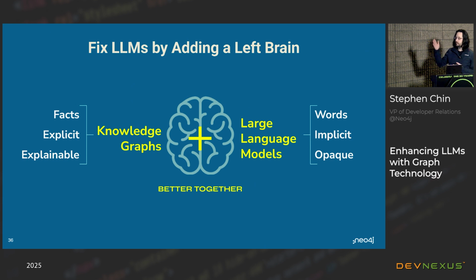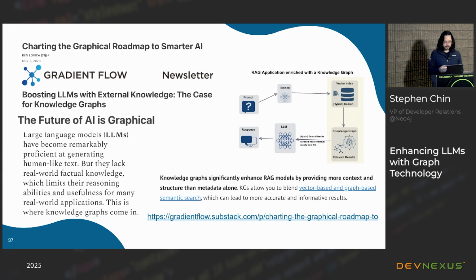For those of you who haven't been exposed to knowledge graphs, I'm going to talk a bit about what they are and how they work. Now, this isn't a new idea to combine knowledge graphs together with LLMs. This is one of the early articles by Ben Lorica, who's very well known in the AI community. He's actually running an upcoming AI conference in San Francisco. And he talked about the future of AI as graphical and did a big article on the Gradient Flow Substack.